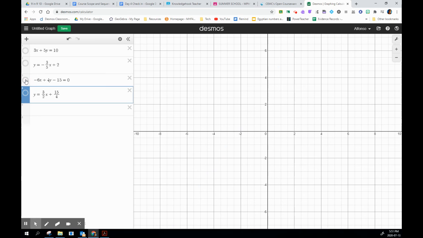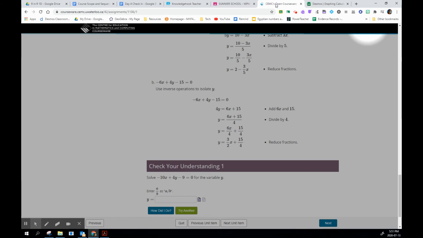Take a look. So we just learned a new form for our linear relations, and we learned how to go from one way to the other, from standard form, this form, to y equals mx plus b form.